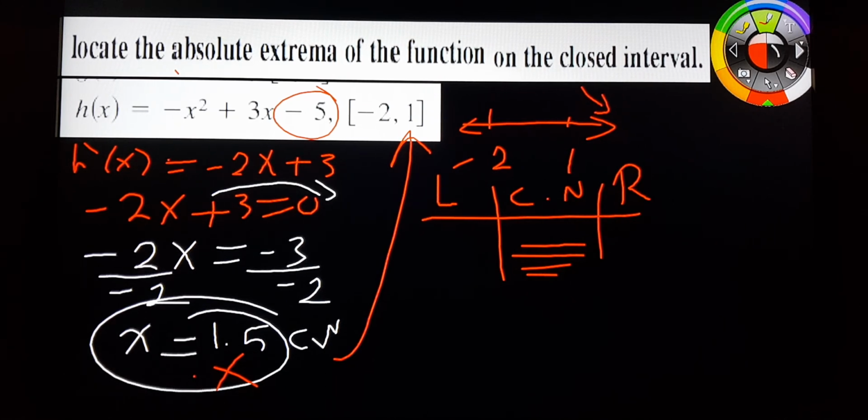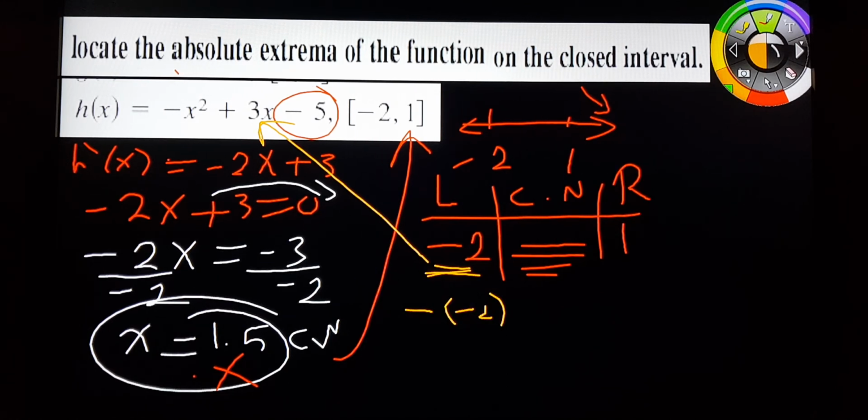So the left value is -2 and the right one is 1. We said we're supposed to take these values and replace them in the original function. So it is negative bracket -2 to the power 2 plus 3 times -2 minus 5. Compute this one, it is -15.